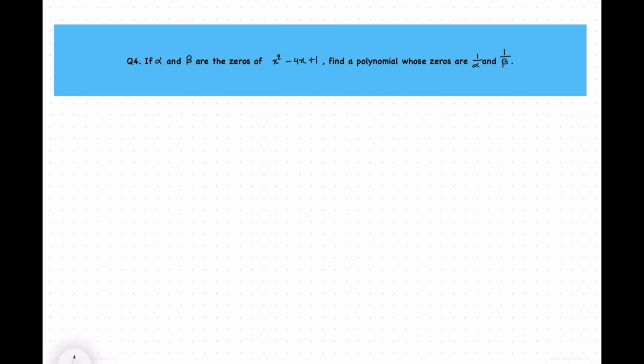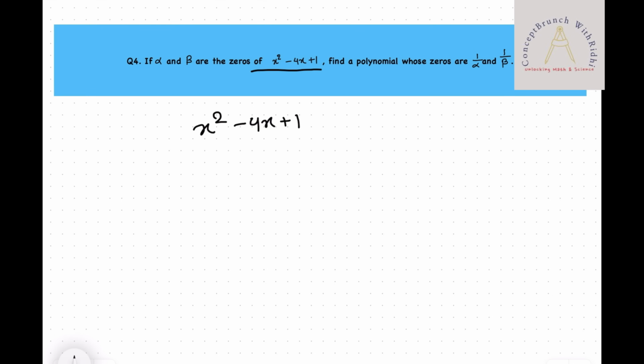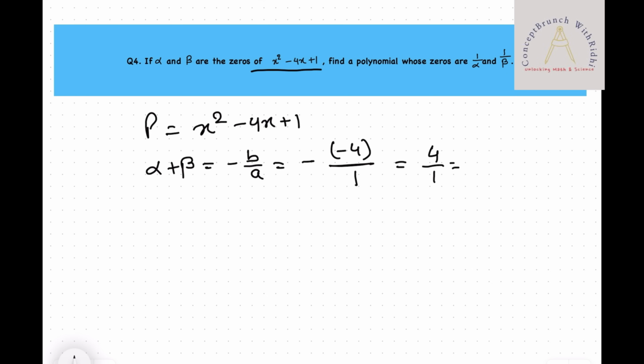This is our fourth question. In this question, alpha and beta are the zeros of the polynomial x squared minus 4x plus 1. So this is the polynomial, we can say. Okay, so the sum of the zeros means alpha plus beta is going to be minus b over a, that is minus of minus 4 divided by 1, and this is equal to 4 divided by 1, that is 4.